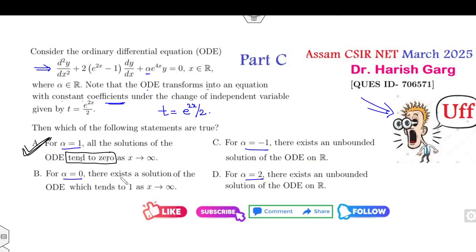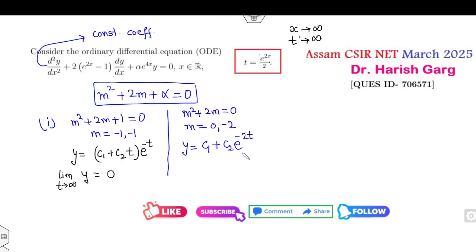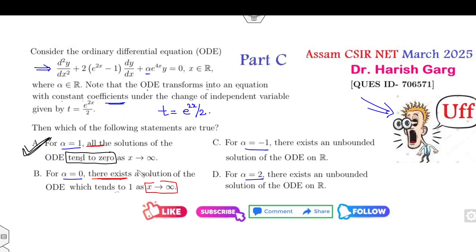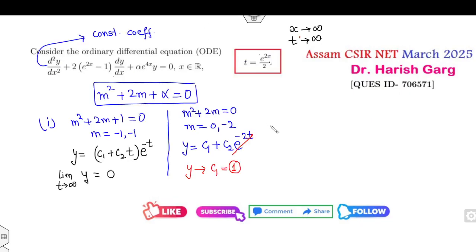Now look at the options. There exists, not, this is not for all. There exists a solution whenever x tends to infinity that converges to 1. So whenever x tends to infinity, this value becomes 0. So y will tend to c1. So yes, for the particular value of c1, you can say there exists. Yes, definitely there exists. Whenever c1 is 1, you can find this solution. Say alpha is equal to minus 1.